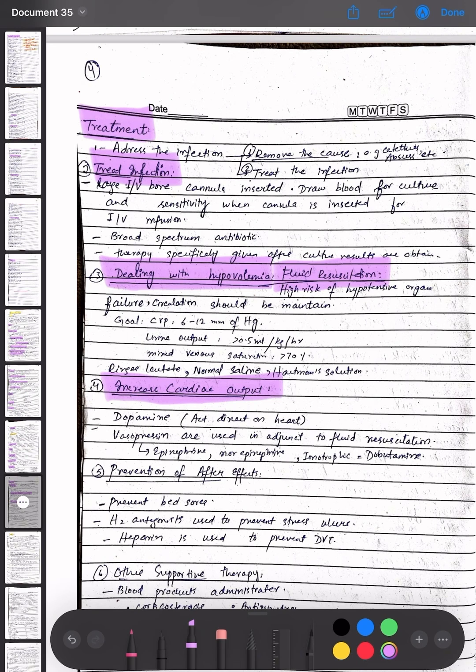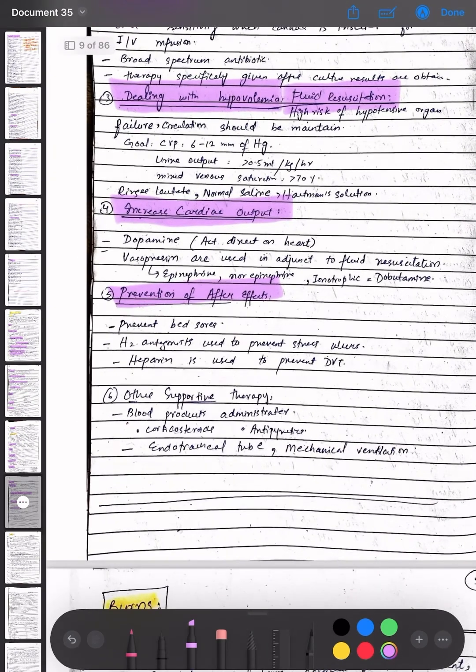Prevention of after effects of septic shock. Prevent bed sores. H2 antagonists are used to prevent stress ulcers. Heparin is used to prevent DVT.